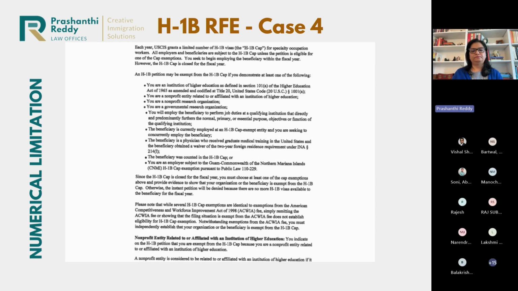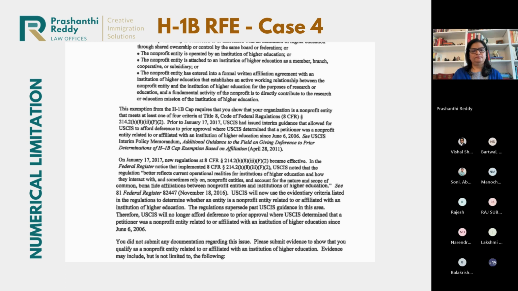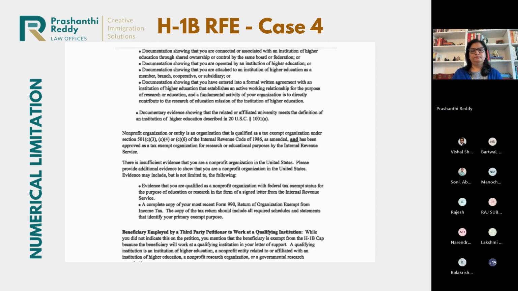Go to the next slide. So they're basically saying that you did not submit documentation regarding this issue. Please submit evidence to show that you qualify as a nonprofit entity related or affiliated with an institution of higher education. I'm reading the last paragraph. Evidence may include but is not limited to the following. Next slide. So these are the documentary evidence that they're asking for, documentation showing that you are connected to, associated with an institution of higher education.